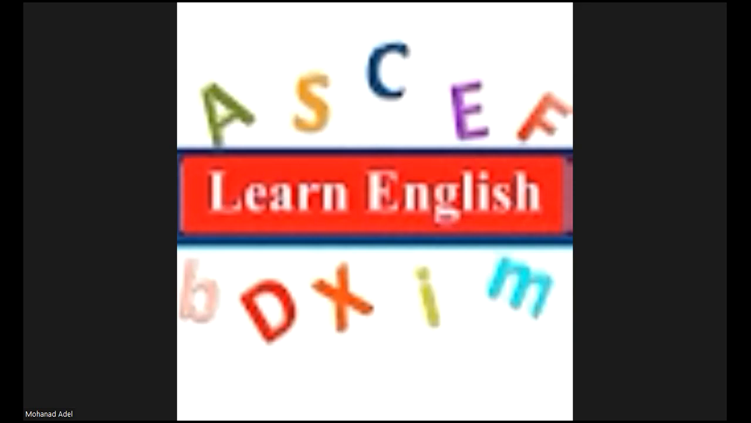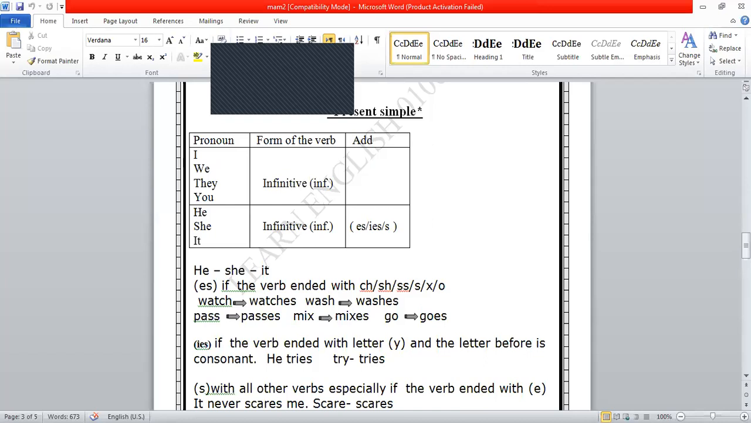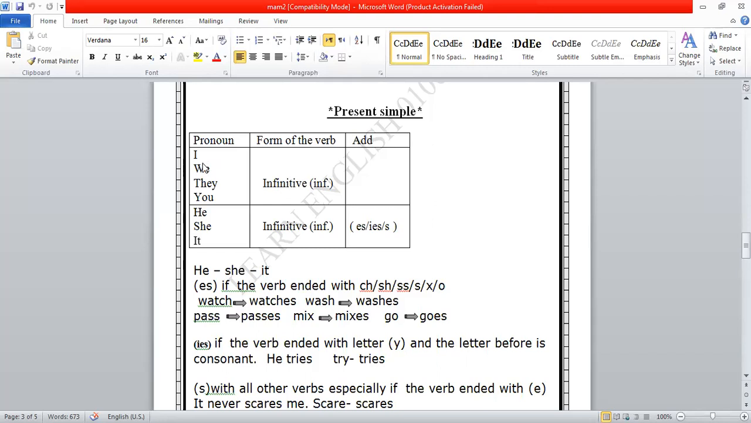Here we will present the form of present simple to know how to use this tense. We have two parts here. The first one is with the pronoun I, we, they, or you. And the second part is when we use he, she, or it, or any singular noun.